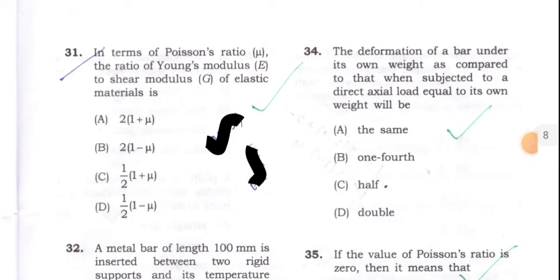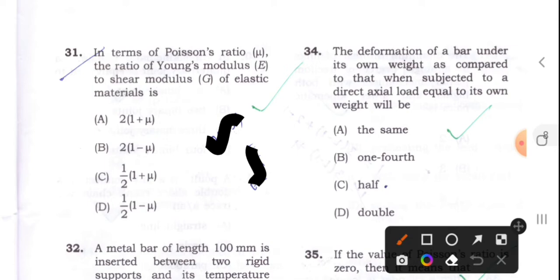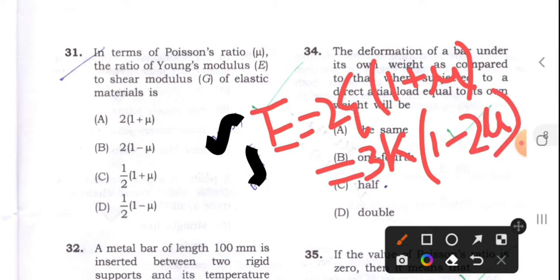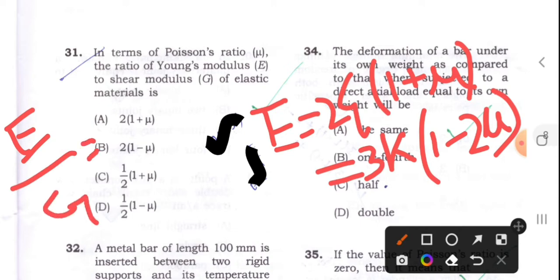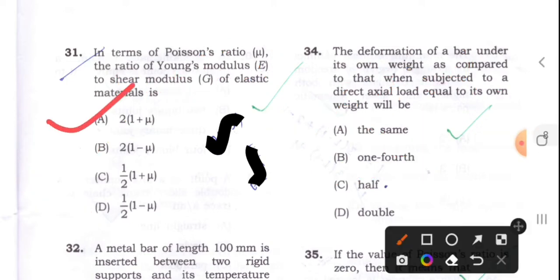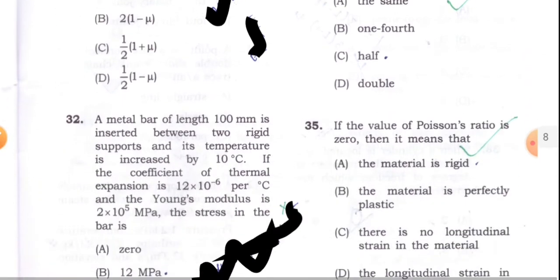The first question is, in terms of Poisson's ratio mu, the ratio of Young modulus E to shear modulus G of elastic materials is. So we first have to know the formula, which is E equals 2G into (1 plus mu), which is again equal to 3K into (1 minus 2 mu). From that formula we can write E divided by G equals 2 into (1 plus mu). So the ratio of E by G equals 2 into (1 plus mu), which is option A, the correct answer here.